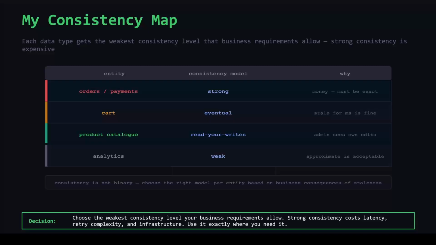Order status after purchase: read your writes. The confirmation page reads from the primary. The user who just bought sees their order immediately. Product catalog: eventual consistency with ISR. There's a 5-minute revalidation window. The checkout price is always read fresh from the database. The ISR display price and the authoritative checkout price are explicitly separate.